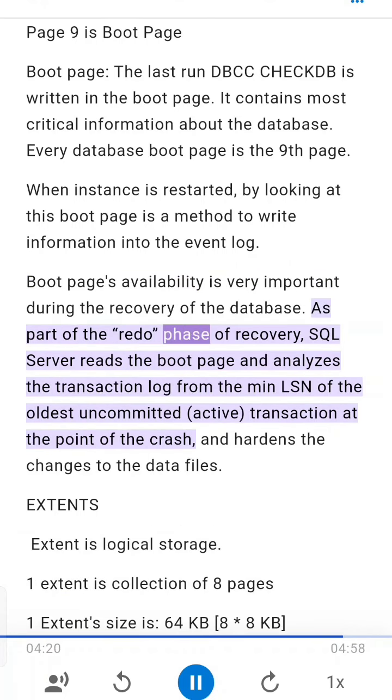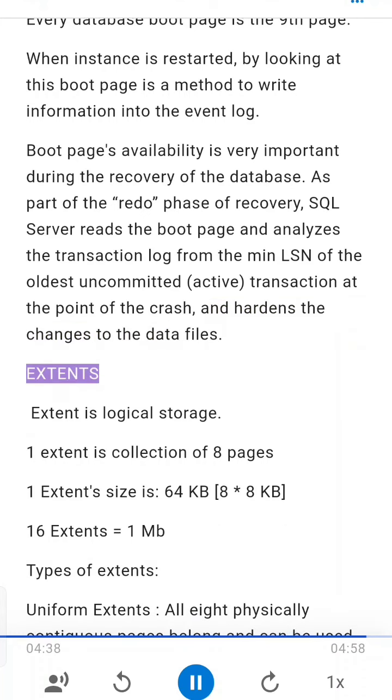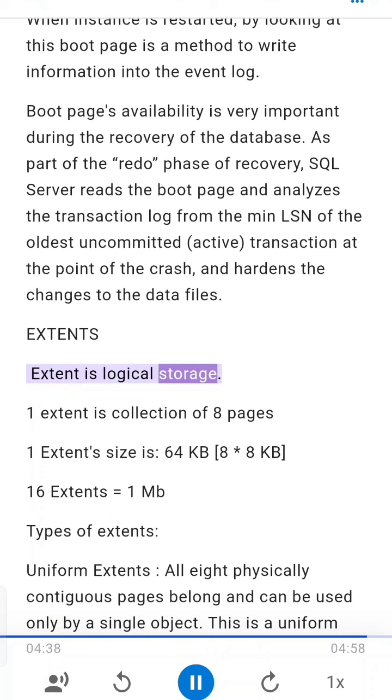As part of the redo phase of recovery, SQL Server reads the boot page and analyzes the transaction log from the min-LSN of the oldest committed transaction at the point of the crash, and hardens the changes to the data files. Extents. Extent is logical storage.